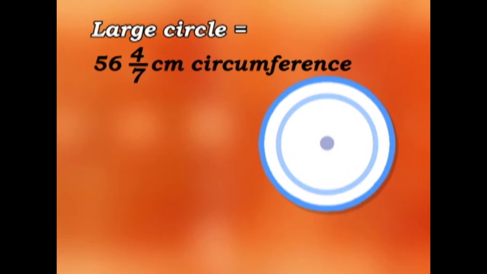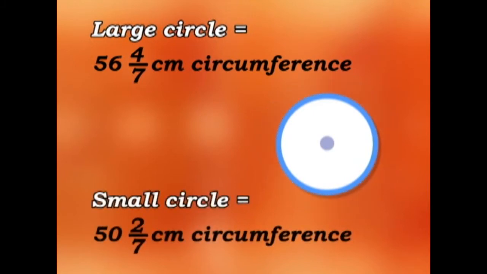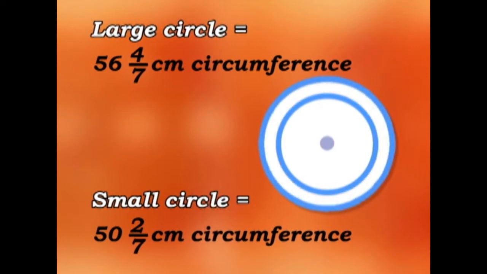Look at these two circles. They have the same center, but they're not drawn to scale. The circumference of the larger circle is 56 4/7 centimeters. That's the distance around the circle. The circumference of the smaller circle is 50 2/7 centimeters. Now, what is the width of the space between the two circles?